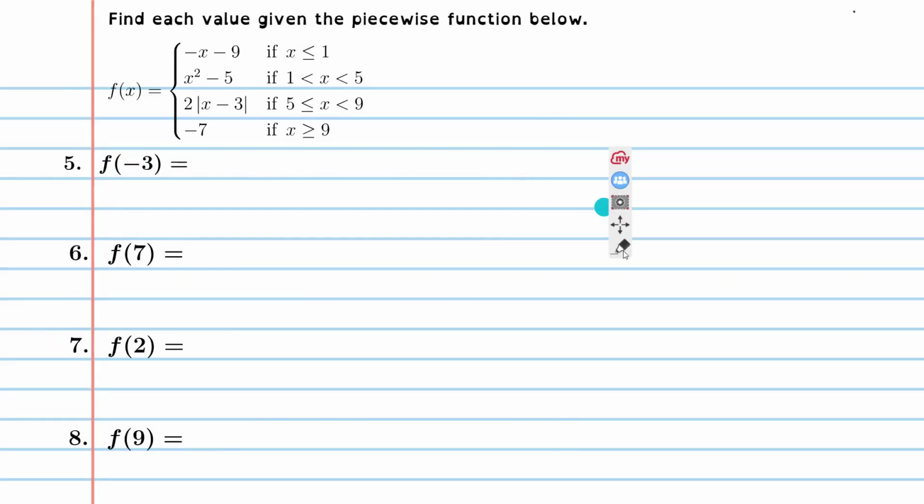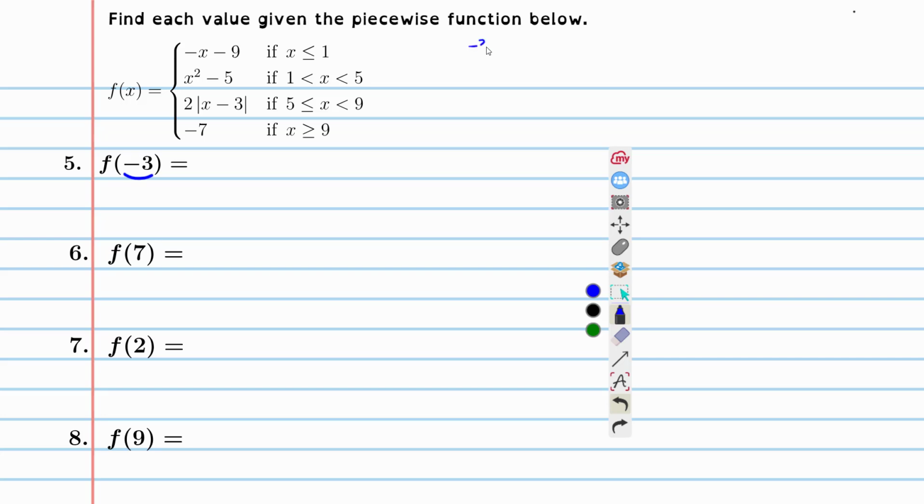And the last little bit of the piecewise functions is where you have to evaluate. And when you're having to evaluate, you have to first determine which one of these rules it fits into. And then after that, do the math. So let's look at what this first one, -3.